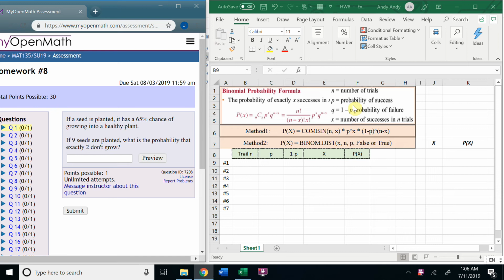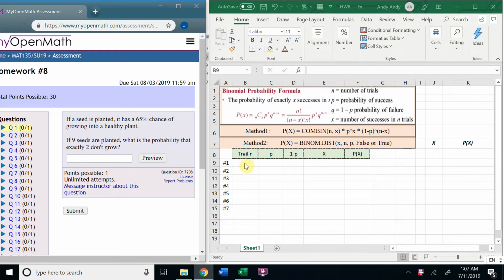In this video, we are going to talk about how to use Excel to compute the binomial probability. In homework 8, for the first question, if a seed is planted, it has a 65% chance of growing into a healthy plant. If 9 seeds are planted, ask for the probability that 2 don't grow.